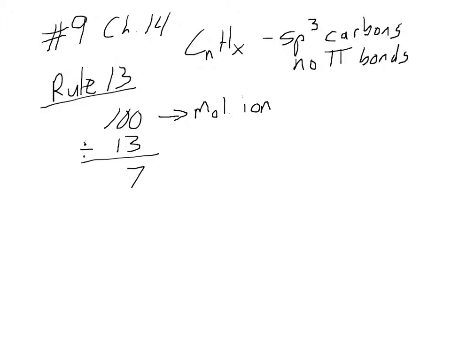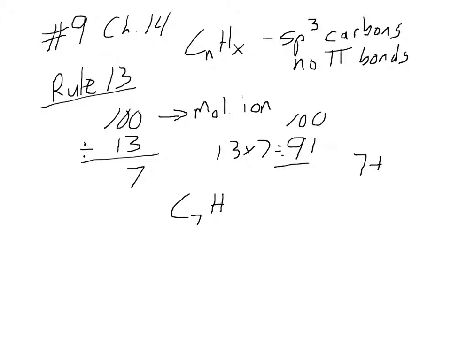You see that's 7 times 13, which is 91. So that's telling us there are 7 carbons. To figure out how many H's there are, we take 7 plus 100 minus 91, which is 9, and 7 plus 9 is 16. So there are 16 hydrogens. Isn't that the same thing as 7 times 2 plus 2? Okay.